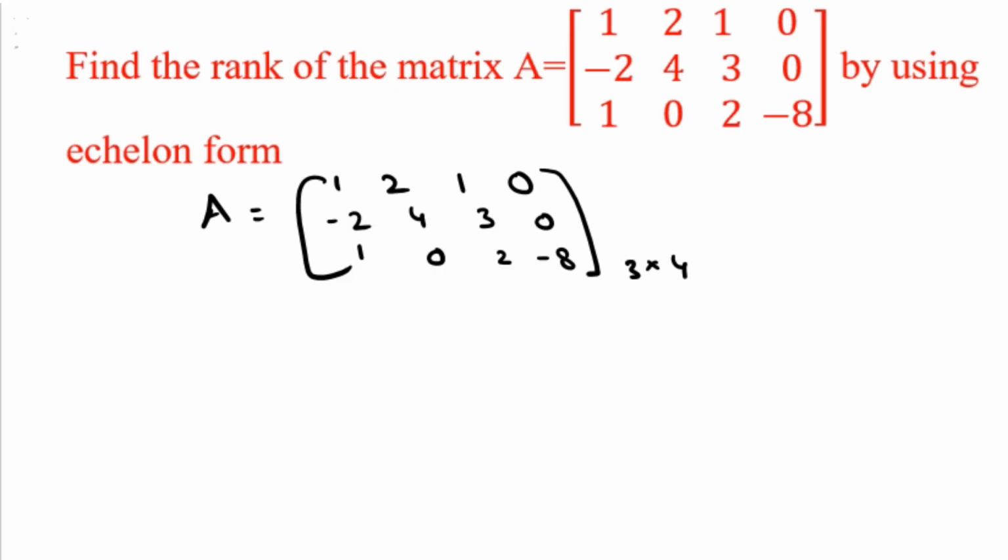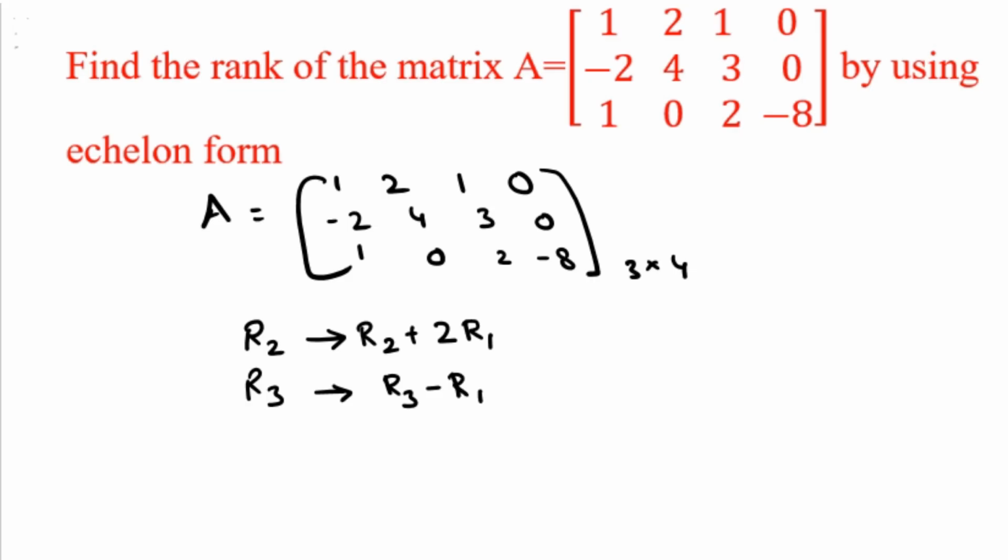Now if you observe carefully, in row 2 the first entry is minus 2. By adding 2 R1, this value will become 0. So you can write R2 implies R2 plus 2R1. At the same time, we can do one more operation. Here in row 3 the first entry is 1. You can make it 0 by considering R3 minus R1. Now you can write R3 implies R3 minus R1.